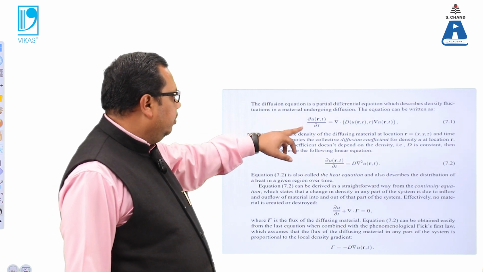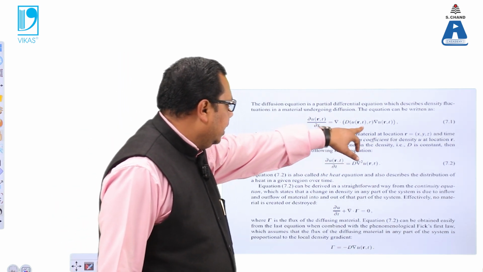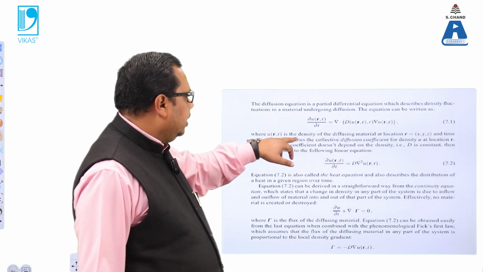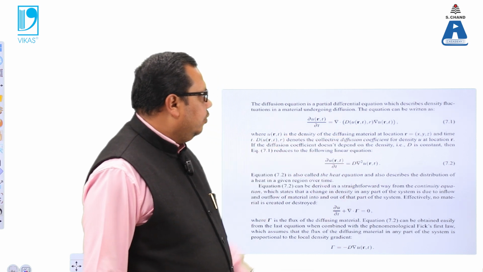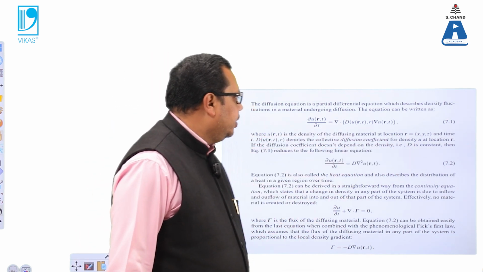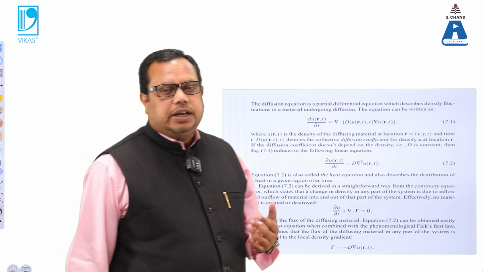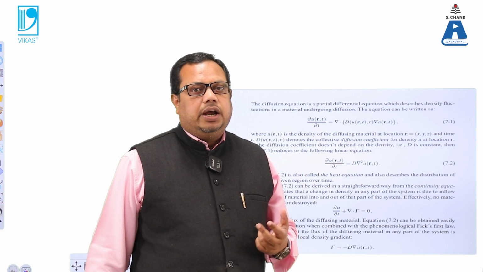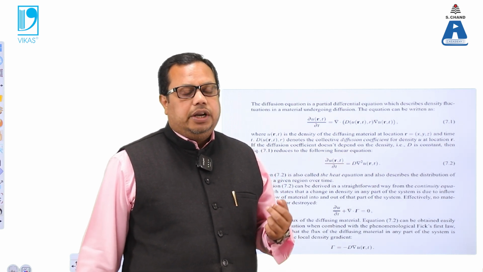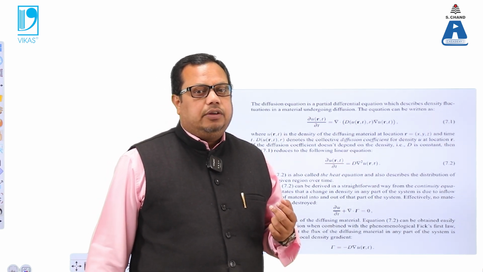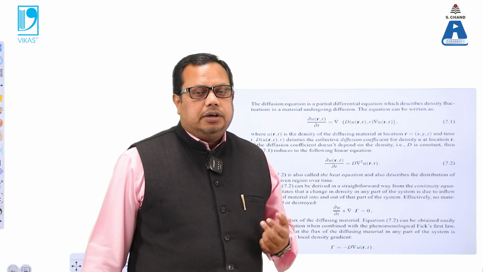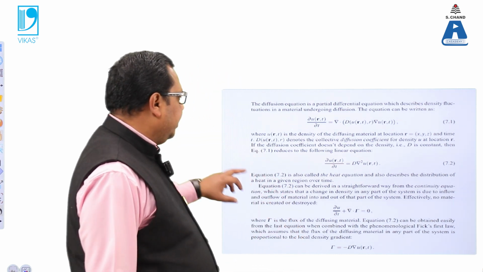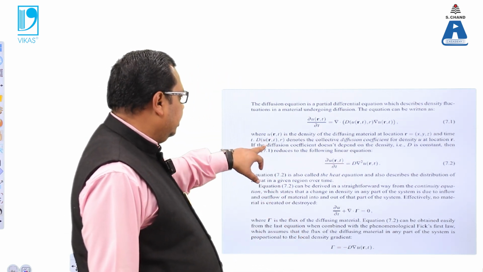The equation can be written as du by dt (r, t), where we have this particular value. The variables r and t, and u is the density of the diffusing material at location r, that is x, y, z. So diffusion we are calculating on the three axes, x, y or z. Wherever the diffusion is occurring, we can calculate it. We are using different variables to calculate this diffusion, as we can see that we are using r and t.